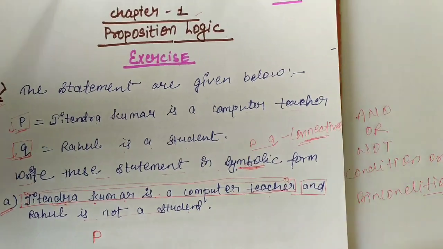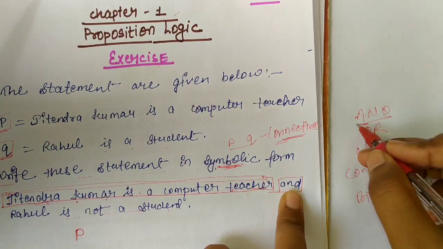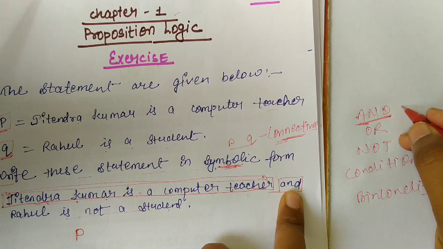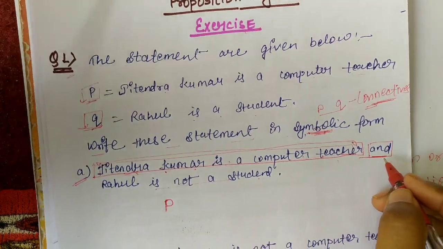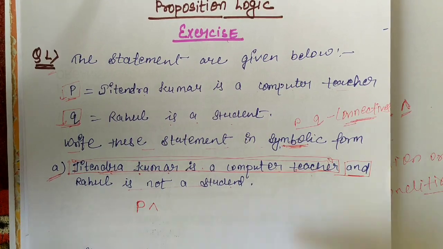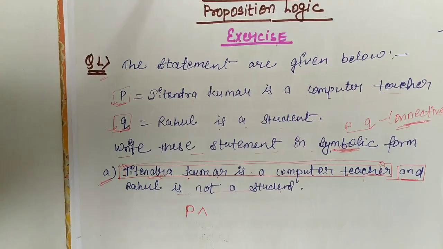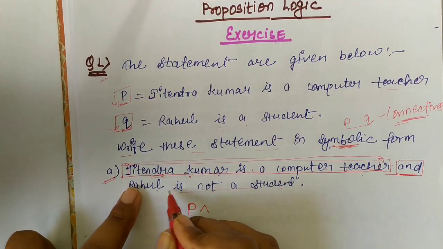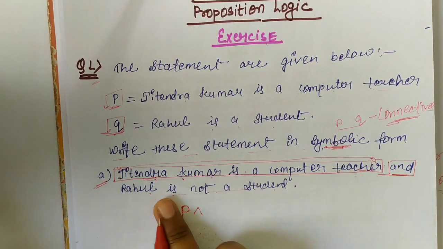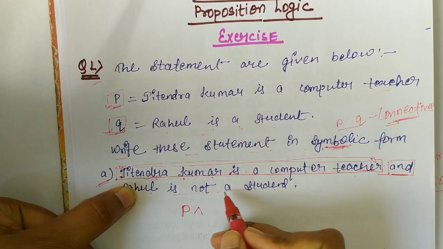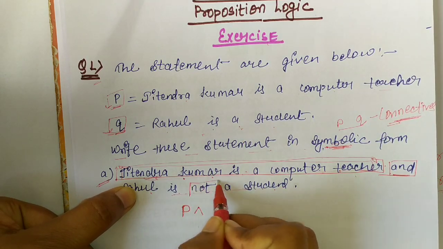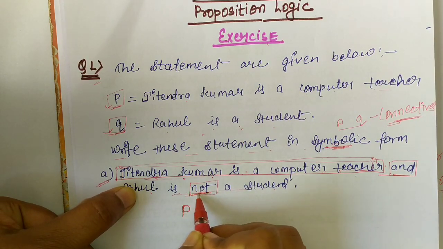And what is the symbol of and? Here the connective is and. The symbol of and is this sign, the caret sign. Then in the place of and we write the symbol of and. Next, after and, Rahul is not a student. Here the statement is Rahul is a student, but in that place we have to write not a student.